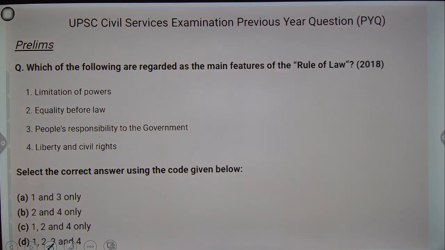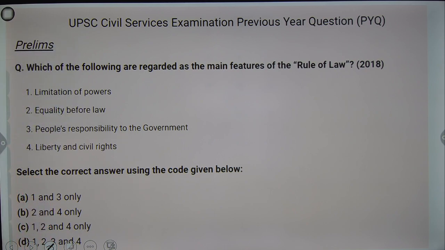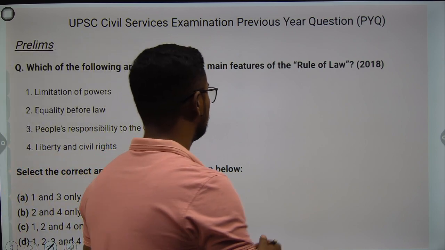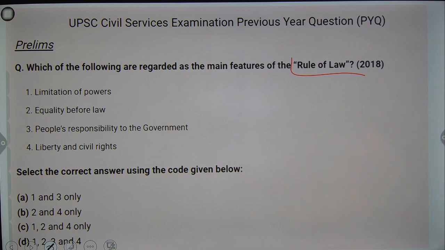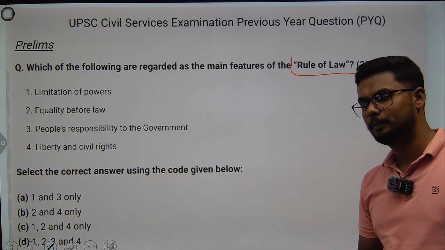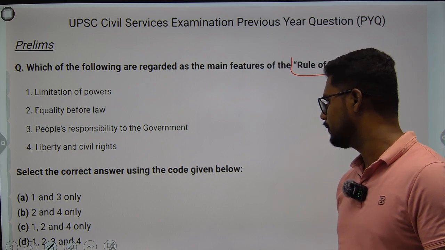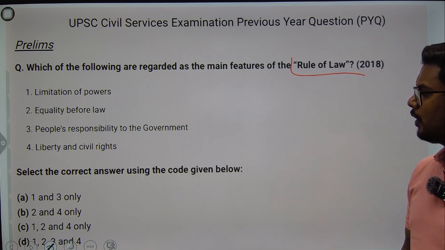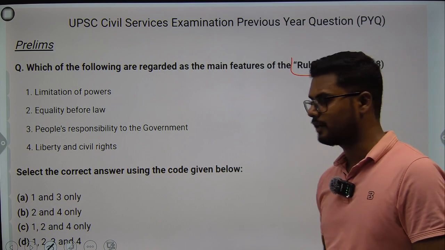So there was a related question asked in the year 2018 by the UPSC. The question is, which of the following are regarded as the main features of the rule of law? 1. Limitations of powers, 2. Equality before law, 3. People's responsibility to the government, 4. Liberty and civil rights. Select the correct answer using the code given below. A. 1 and 3, B. 2 and 4, C. 1, 2 and 4, or D. All of the above. What do you think would be the right answer?